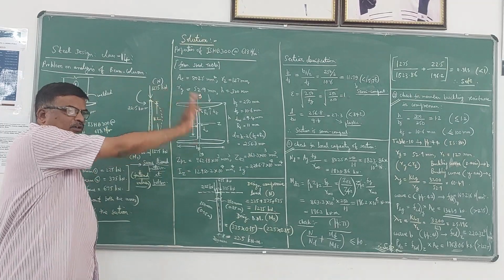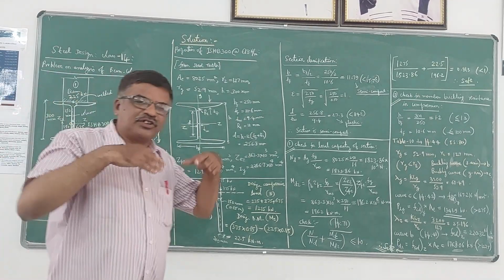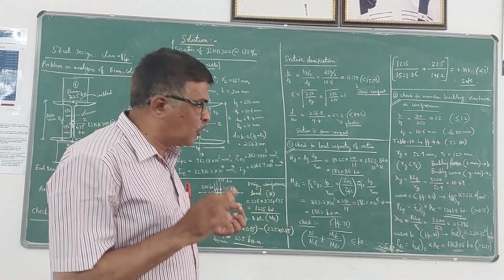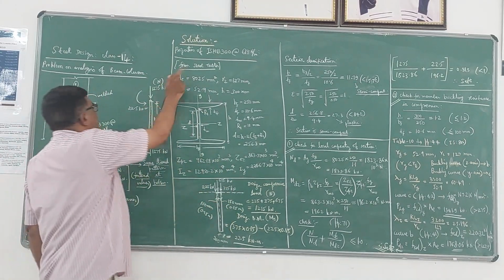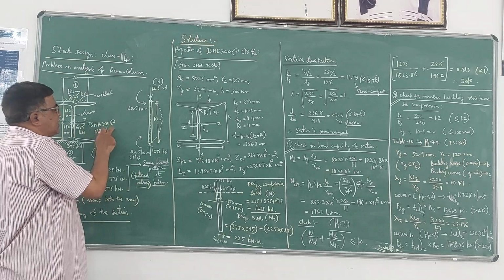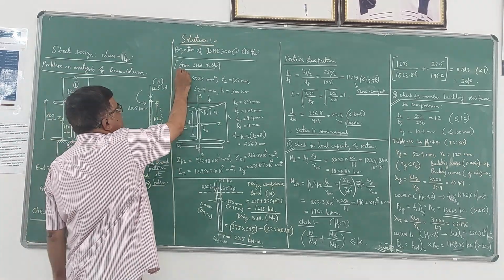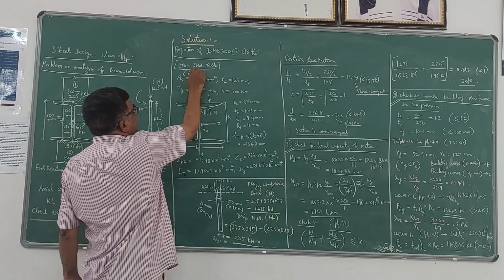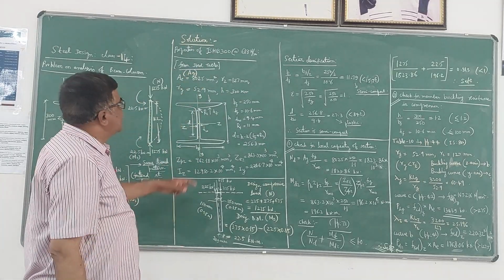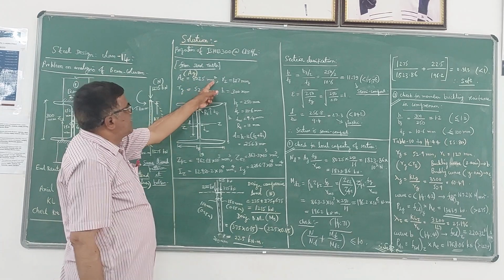So first step we have to write down the properties, because this is an analysis type of problem. Section is already known. You have to check the adequacy of the section. Write down the properties of the ISMB 300 at 618 Newton per meter from steel tables. So A is nothing but AG here. So gross area and effective area of that section is same, 8025 millimeter square.